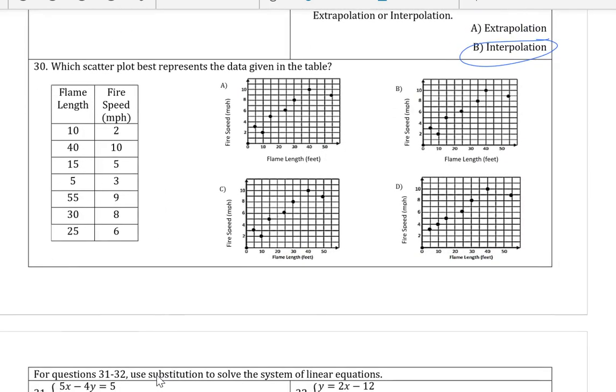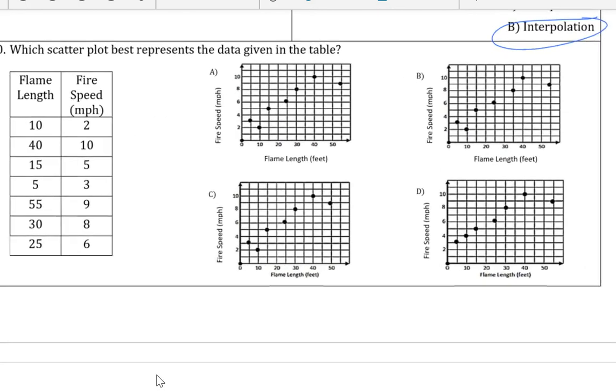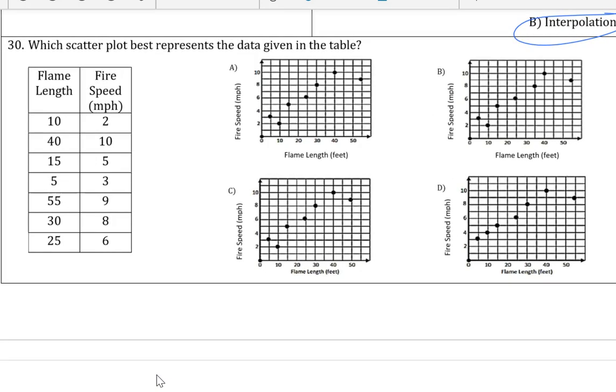Going on to here. Which scatterplot best represents the data given in a table? Here we're just picking which scatterplot makes sense. We're looking at the first point being 10, 2, and the next one being 40, 10. So at a value of 10, we're looking at 2. That one's good. At 10, we're at 2. This one, nope. So D's gone. Now we're looking for 40, 10.